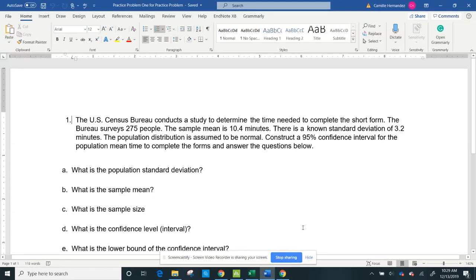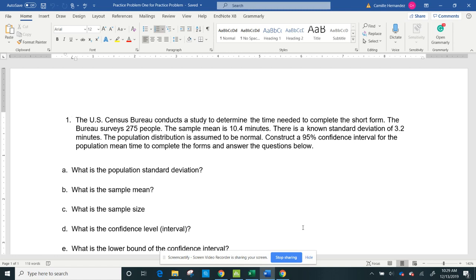So let's go ahead and just do a practice problem before beginning the practice problems and homework for this section. The U.S. Census Bureau conducts a study to determine the time needed to complete the short form. The Bureau surveys 275 people. The sample mean is 10.4 minutes, and there is a known standard deviation of 3.2 minutes. The population distribution is assumed to be normal. Construct a 95% confidence interval for the population mean time to complete the forms and answer the questions below.